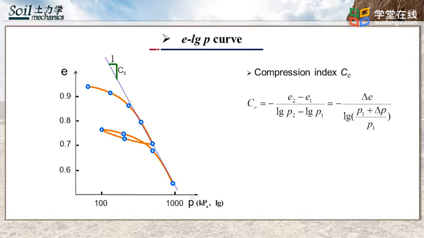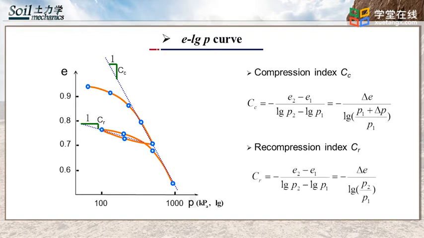In the odometer test, after a certain pressure is applied to a specimen, decrease the pressure successively. The expansion or unloading curve can be obtained. If the pressure is then reapplied incrementally, we can get the recompression curve. The expansion curve and recompression curve constitute a hysteresis loop, which indicates the soil is not a fully elastic material. The average slope of the expansion curve and the recompression curve is called the expansion index or recompression index.